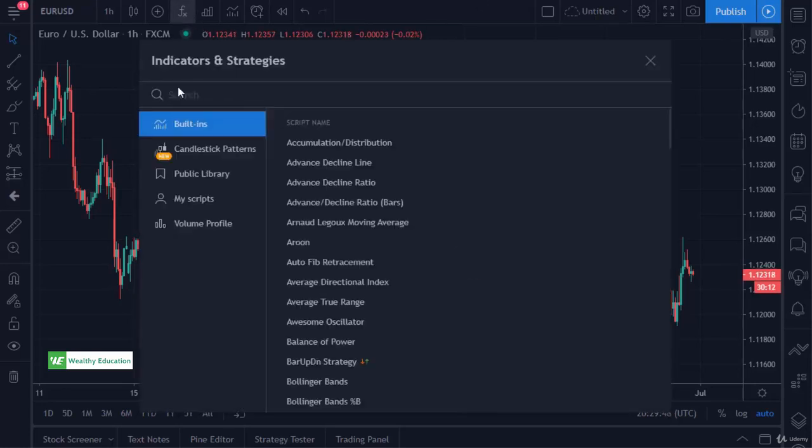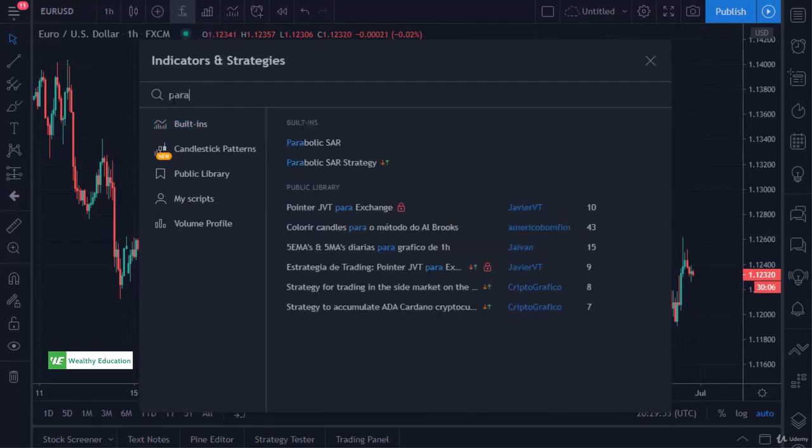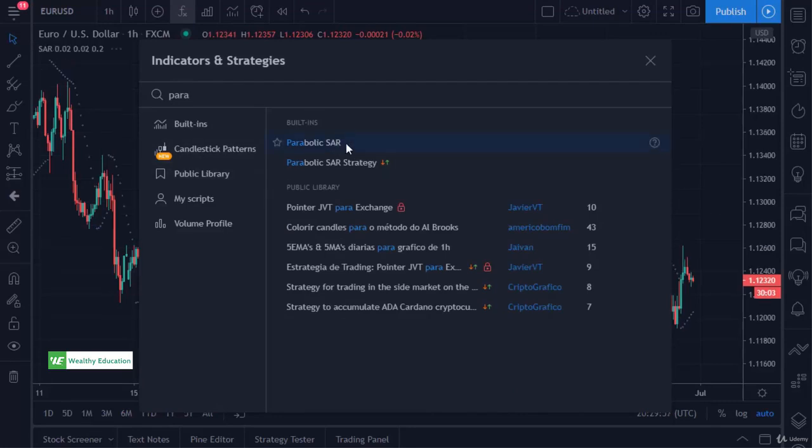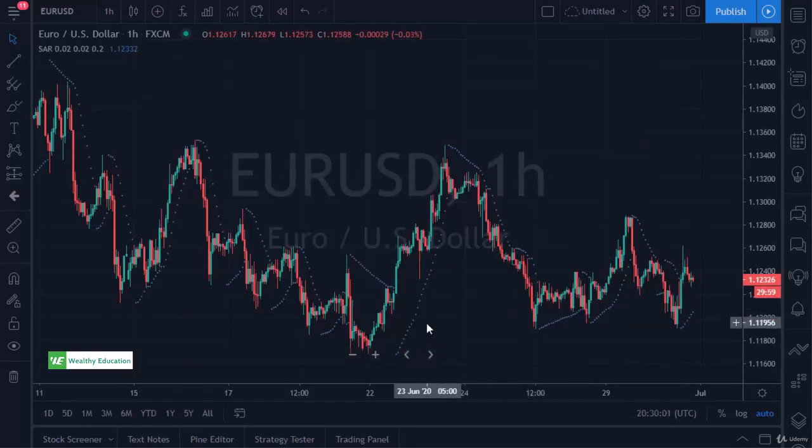You click on the Indicators and Strategies button, and then you put in Parabolic. See Parabolic SAR, not strategy, Parabolic SAR. And you can see that it puts dots on the chart. And quite frankly, pretty straightforward.